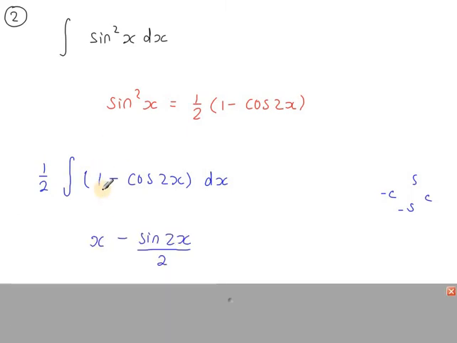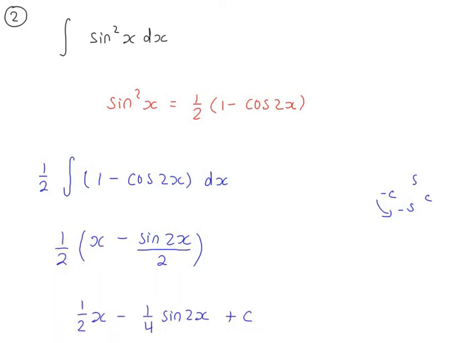So integrating the 1 gives x. Integrating minus cos, so we're here, minus cos will give minus sine, so minus sine, same angle, 2x. Then we divide by the coefficient of x, which is 2. We're dividing by 2. So this all goes in brackets. We still need to multiply by a half, and there's a constant to add on. Simplified, we get this.